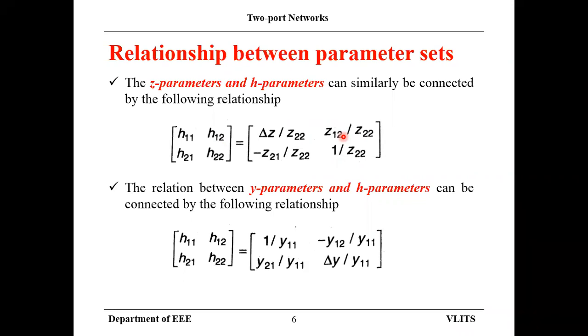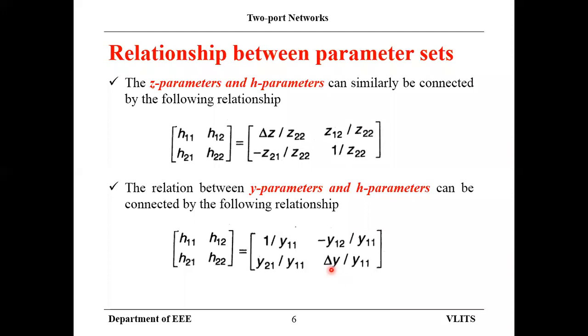Then similarly, this equation shows the relation between the y and h parameters. Here the h parameters are in terms of z parameters, and here the h parameters are in terms of y parameters. Similarly, here h11 is equal to 1 by y11, and h12 is equal to minus y12 by y11. Similarly, h21 and h22 we can also find by using these two equations.